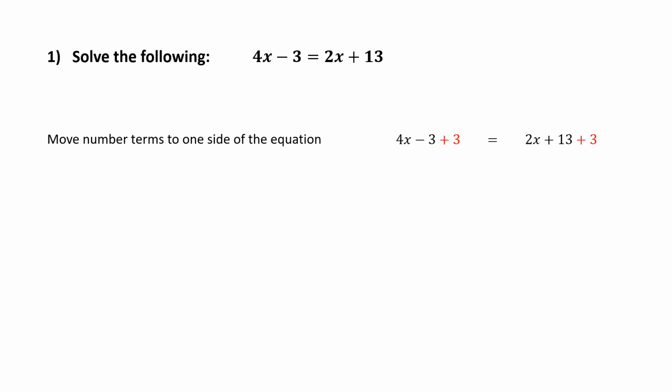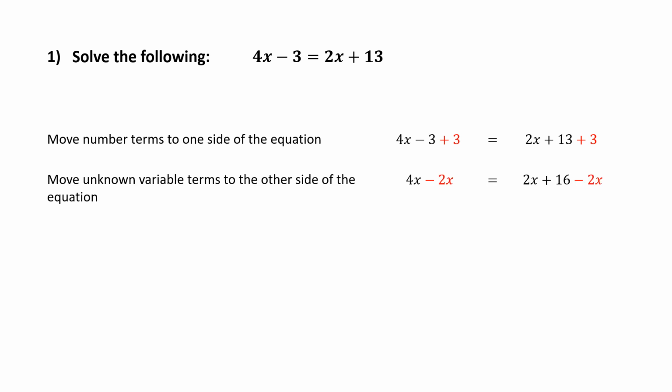So I'm going to add 3 to both sides of the equation. If I do this, I will have 4x on one side. The number terms have now cancelled out. And on the right hand side, I'm going to have 2x plus 16. So now I need to get my x terms to the opposite side. So to do this, I need to subtract 2x from both sides.